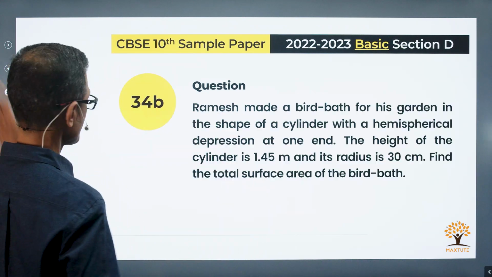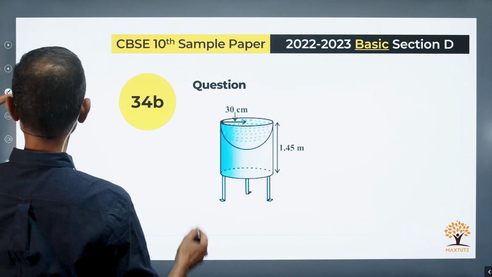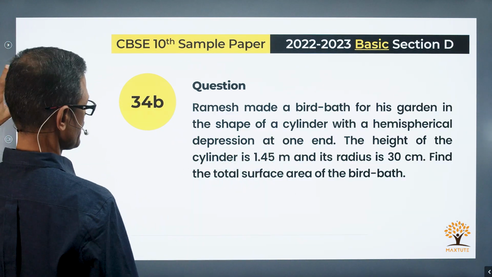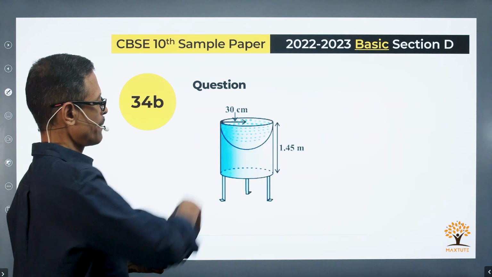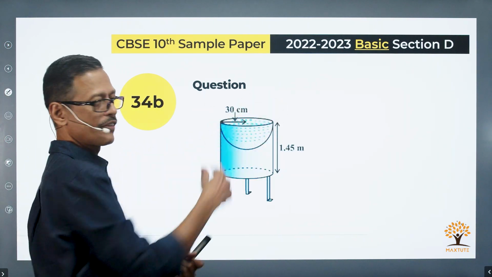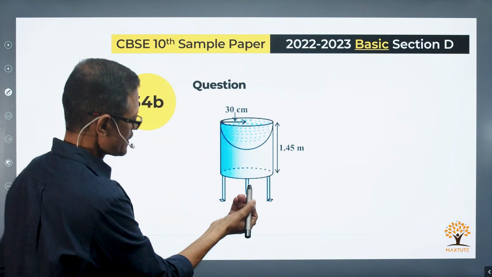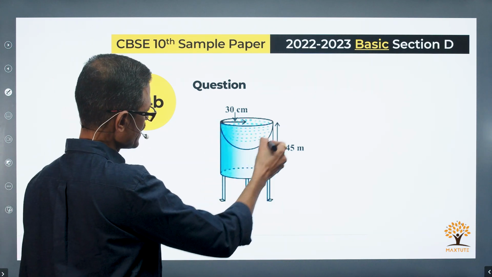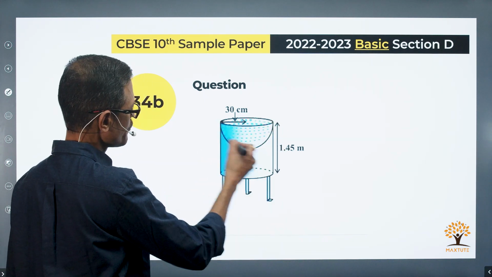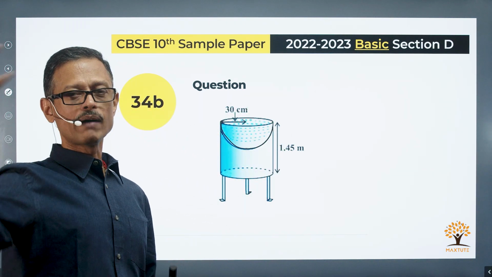Okay, what other data is given to us? The height of the cylinder is 1.45 meters, and the radius is 30 centimeters. Find the total surface area of the bird bath. Total surface area is going to have the curved surface area of the cylinder, right? This part. If this is a cylinder, the curved surface area is there. There's nothing at the bottom, so the water can actually drain down. And then we have this hemispherical part where we're going to have the curved surface area of the hemisphere, so the birds can sit here and the bath can happen, right?